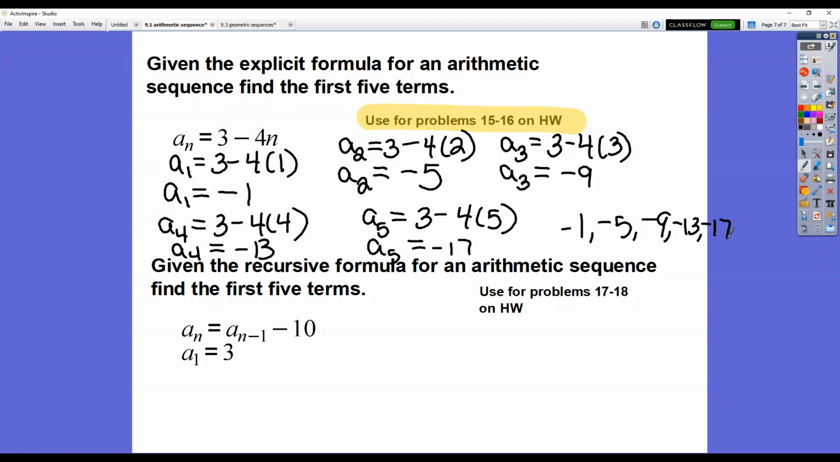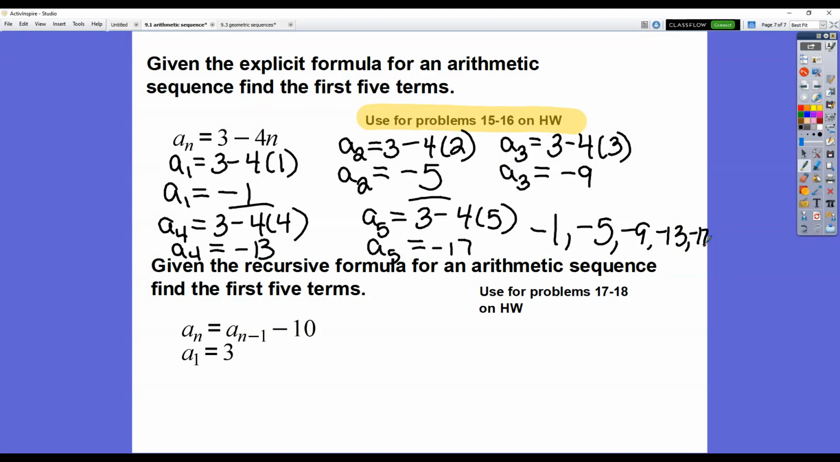Another way you could have done this is once you get this term and this term, ask yourself what's the pattern. You're subtracting 4. So you could just go -4 until you get to the fifth term. Okay, so that's what you do for that. When you're given the explicit formula, you got to plug in 1, plug in 2, plug in 3, plug in 4, plug in 5 for n, and you find all those numbers.